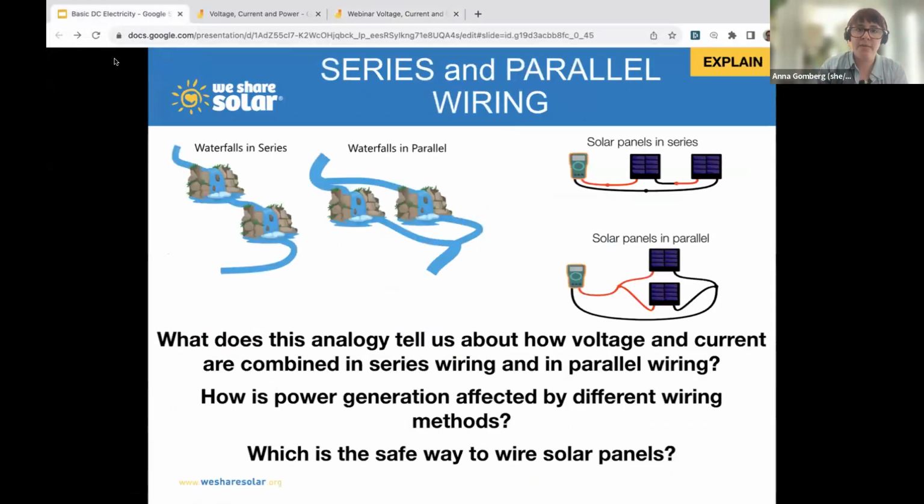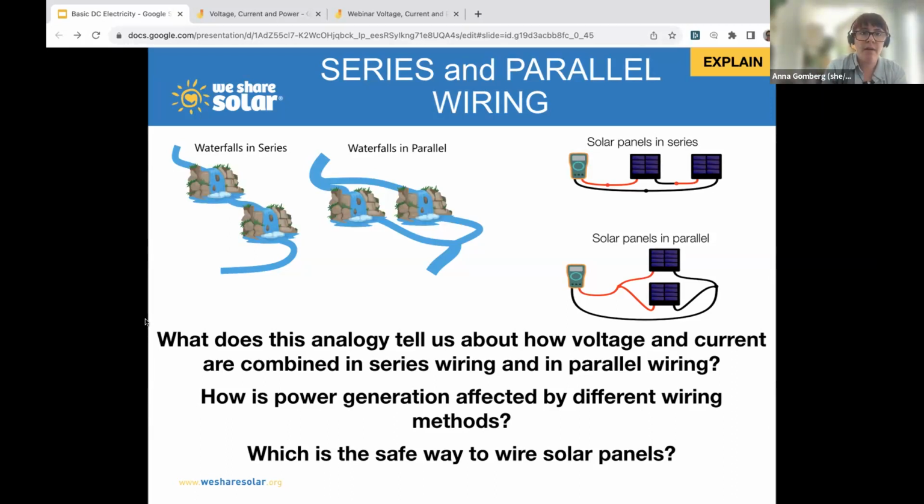The next thing I wanted to talk about for the explain section is this. In the 5E lesson plan, explain is where you apply the knowledge that you've covered in the explore section to a new scenario. And the scenario I've got here is when you start wiring solar panels in series or in parallel. I've got a couple of pictures that continue with the water analogy that show two waterfalls in series and two waterfalls in parallel. And then pictures that show what that looks like with solar panels connected to a multimeter if you were going to measure the voltage and the current.